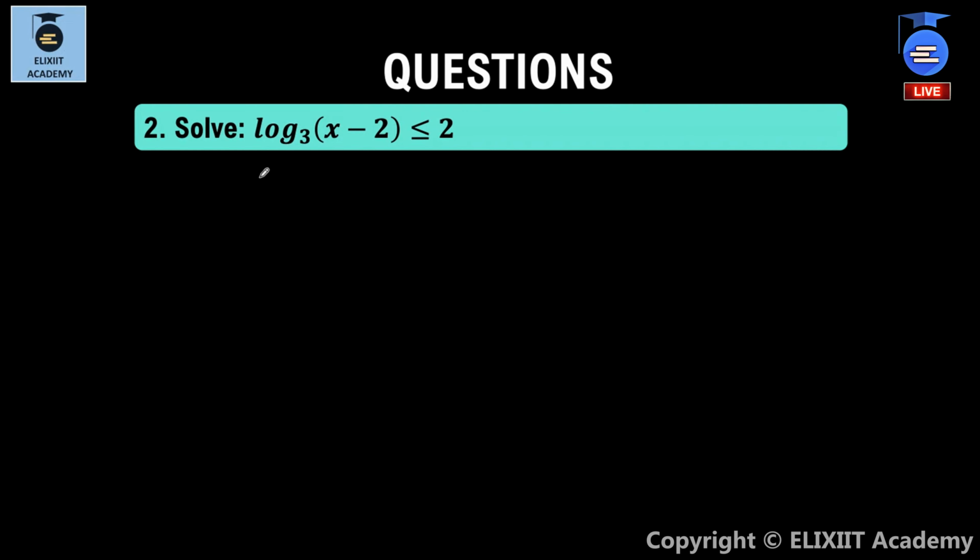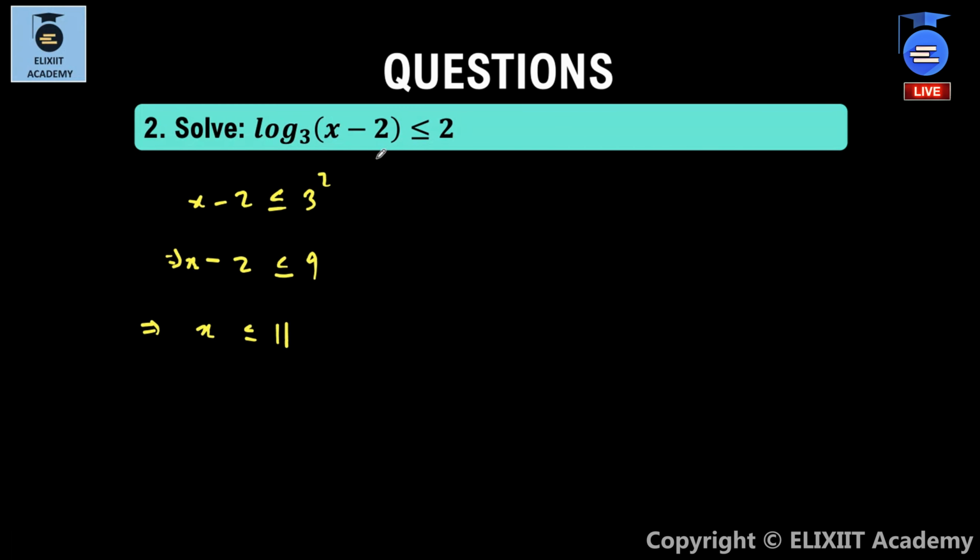Now you try to solve the next question. See, step by step we are doing. First step, observation. What is the base? 3, more than 1, which means increasing graph, orientation won't change. So this means x minus 2 is less than or equal to 3 to the power 2, which means x minus 2 is less than or equal to 9, which means x is less than or equal to 11.